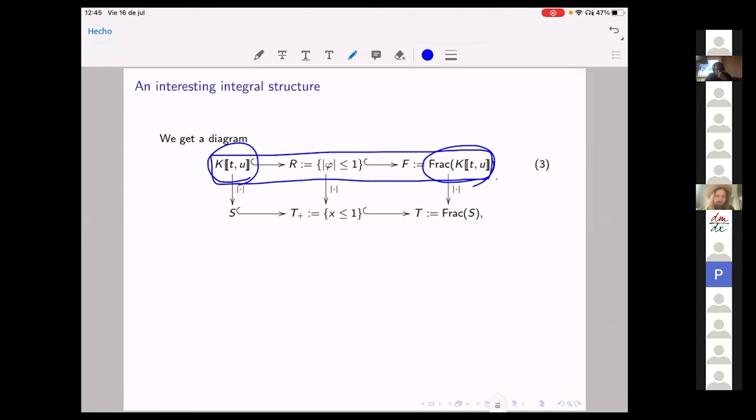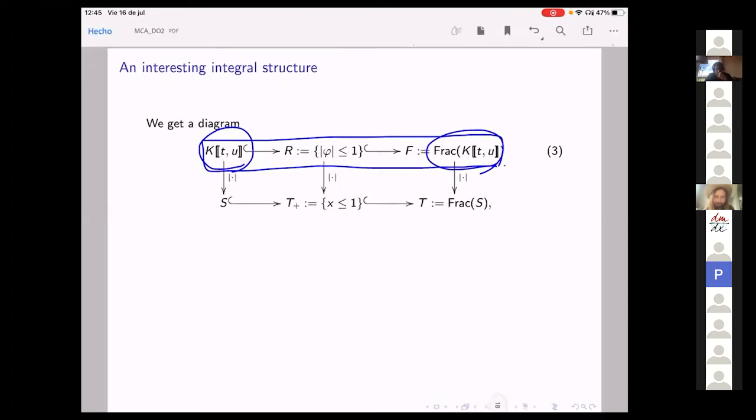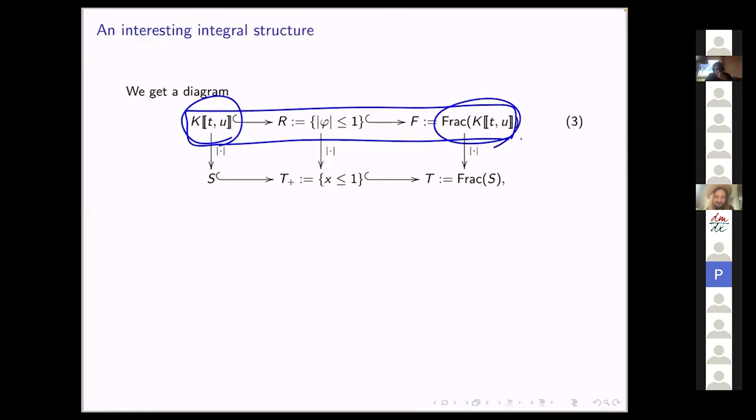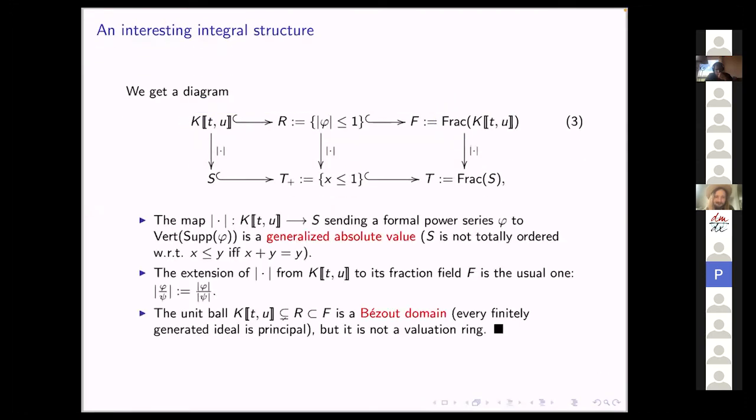And you remember that you have here an evaluation. So what I'm doing here is to extend this valuation, this absolute value that I have here in the left column, to the fraction field. This extension is done the usual way. You take a ratio of elements of your domain, and since you have already there an absolute value, you extend it by applying it to each element of your expression.